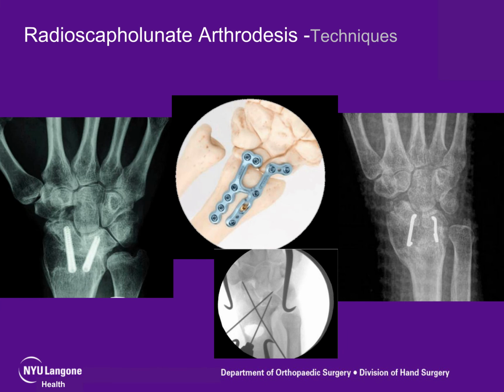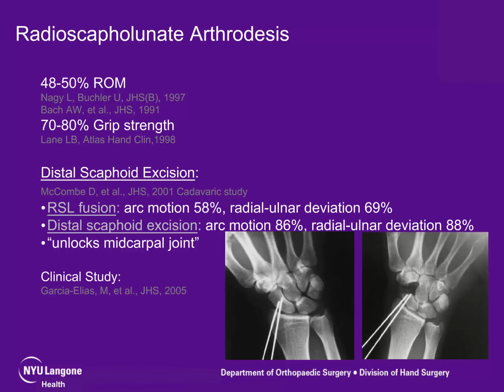The radioscapholunate arthrodesis, again, has many techniques, including the use of nitinol staples, headless screws, and K-wires, and of course there's a specific plate design for this procedure. And for the radioscapholunate arthrodesis, the outcomes also show about 50% range of motion, 70-80% grip strength, and good pain relief.